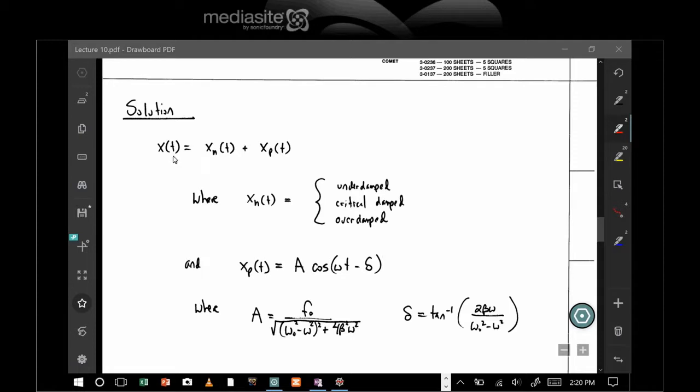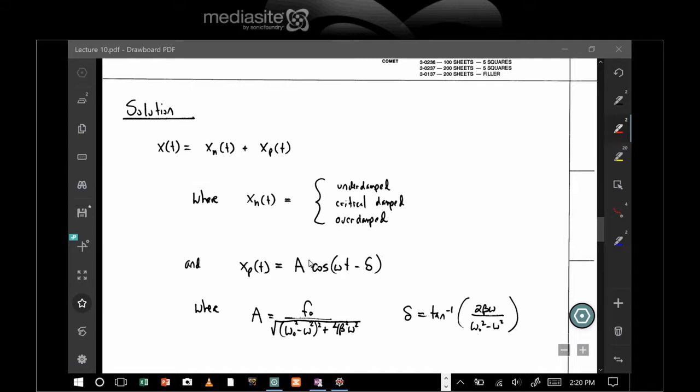So again, my complete solution is the homogeneous part plus the particular part. The homogeneous part is the solutions we get for underdamped, critically damped, and overdamped. This is called the transient solution because it will go to 0 as t goes to infinity. Then what's left over is a particular solution. It looks like the form A cosine omega t. So it oscillates with the drive frequency, but has a phase delta and amplitude A. An important thing is that the amplitude and delta depend on omega, which is the drive frequency. Okay, so this is my complete solution.